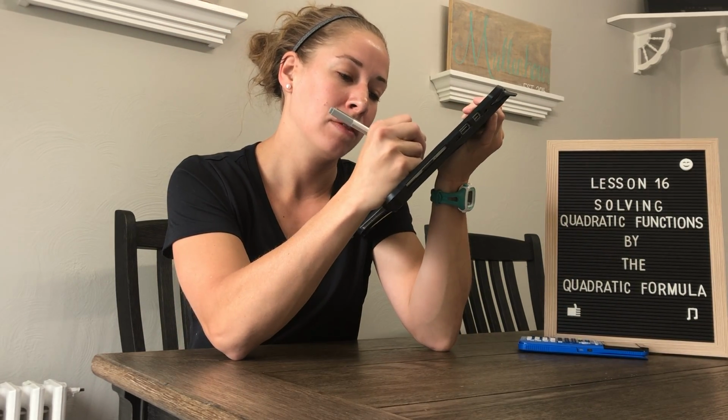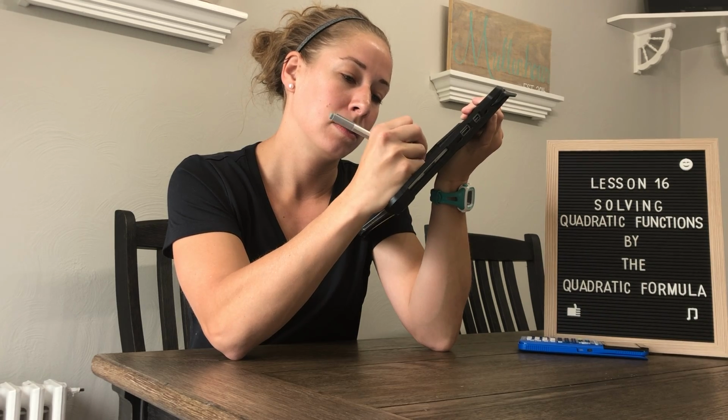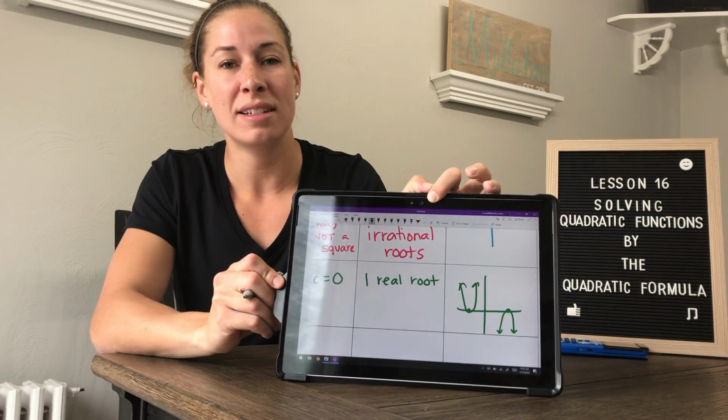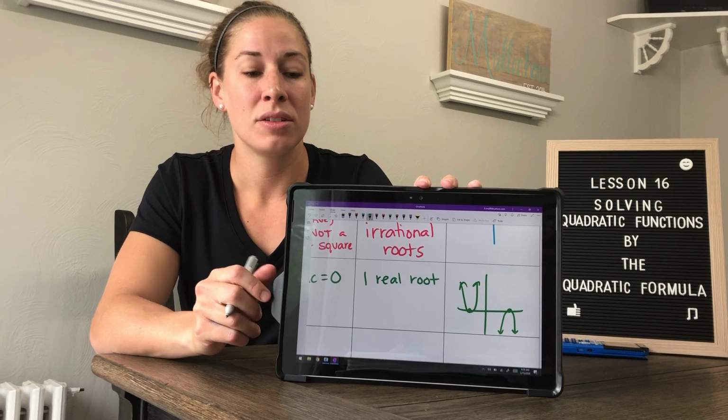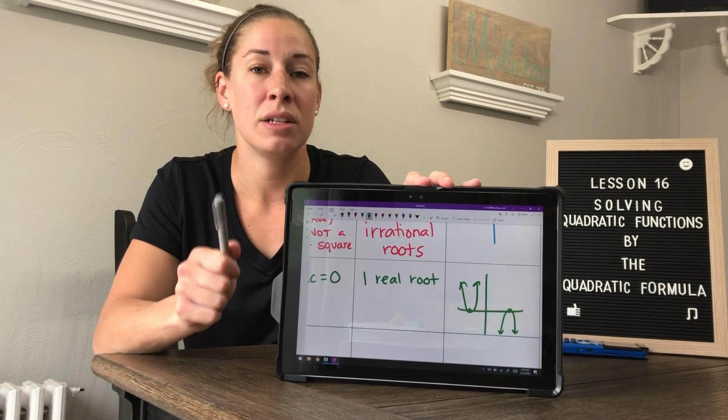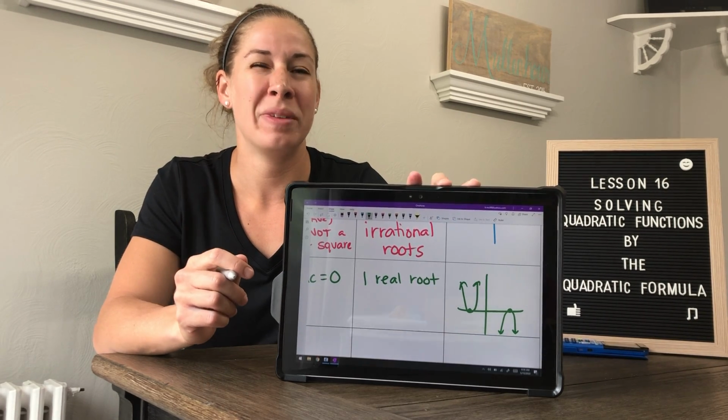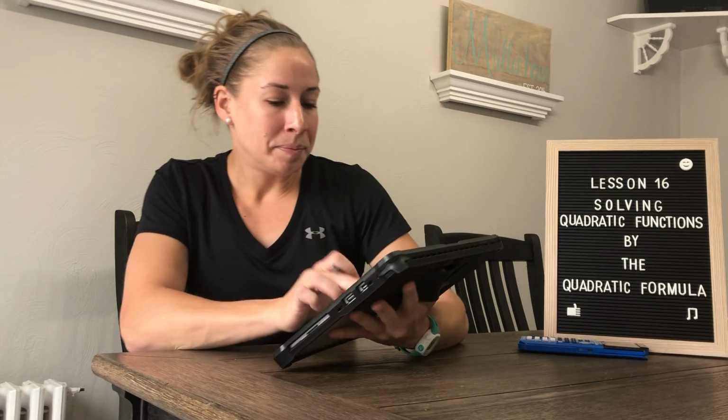Could be opening down, but it's only touching the x-axis at one point. So that's if the value of your discriminant is 0. One real root. That should be the easiest one.